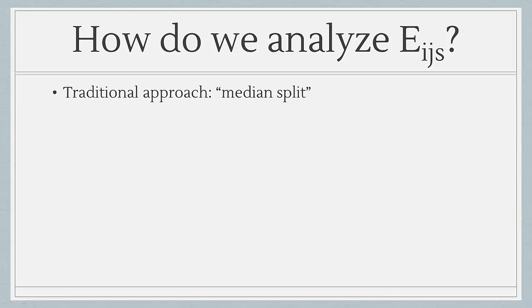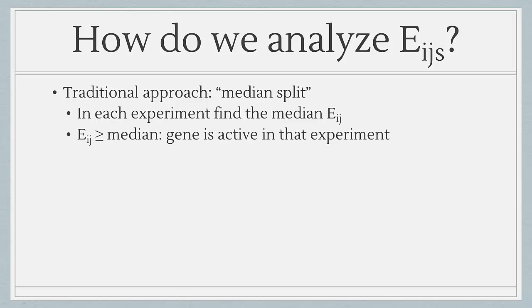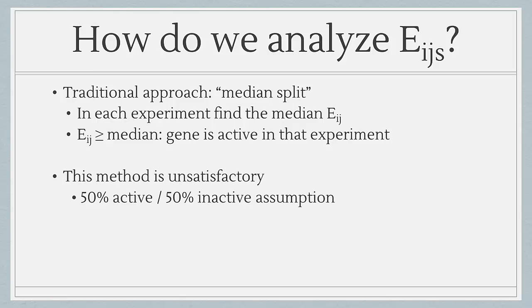The traditional approach is known as the median split. In this approach, we look in each experiment and we find the median eij. Then, for every gene that has an eij greater than the median eij, we consider that gene to be active in that experiment. If the eij is less than the median, we consider that gene to be inactive. This method is unsatisfactory. First and foremost, because it is always the case that exactly half of the eijs are higher than the median eij, this method will always predict that exactly 50% of the genes are active at any given time, which is simply not accurate biologically.